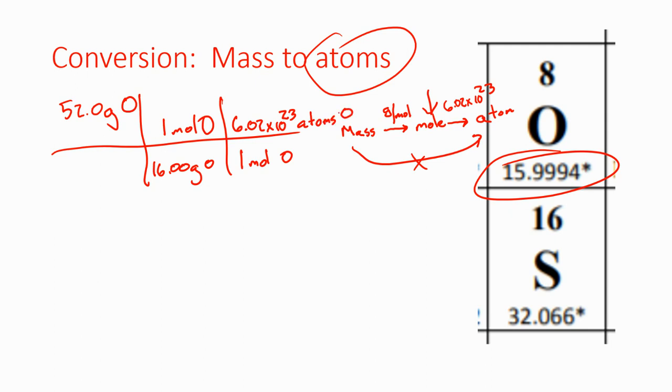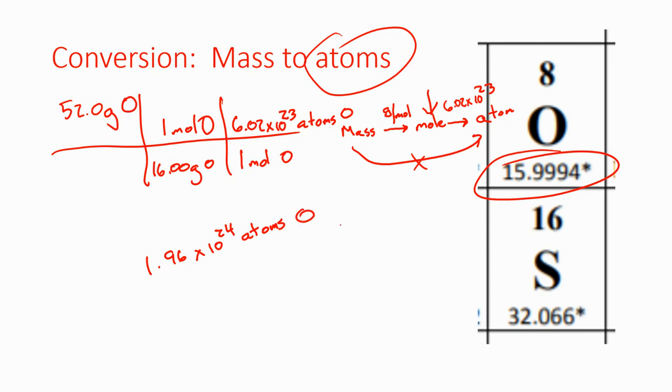I'll get my calculator out. I'll say 52 times 6.02, second comma to give me the E button, 23 divided by 16. And I get 1.96 times 10 to the 24th, and that is atoms of O.